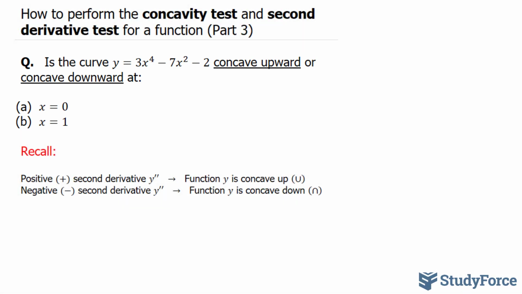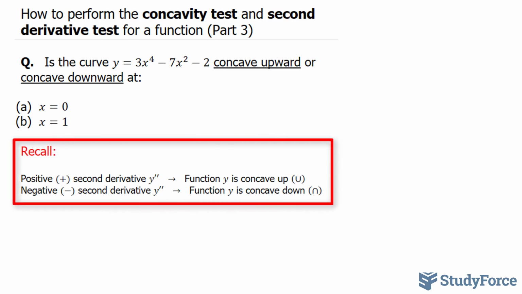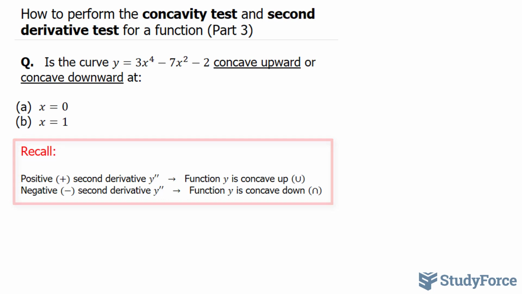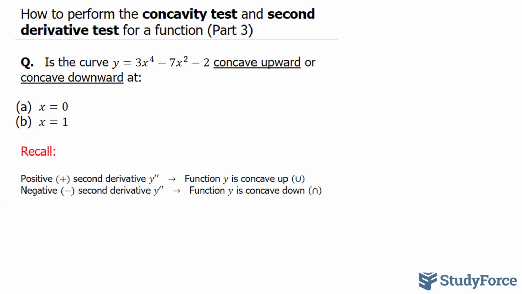is equal to 1? According to this test, if you take the second derivative of a function and the output of that second derivative is positive, you will end up with a graph where y is concave up, shown in this symbol. On the contrary, if the output is negative after substituting x into the second derivative, the function y is concave down. So let's start by taking the first derivative and then subsequently taking the second.